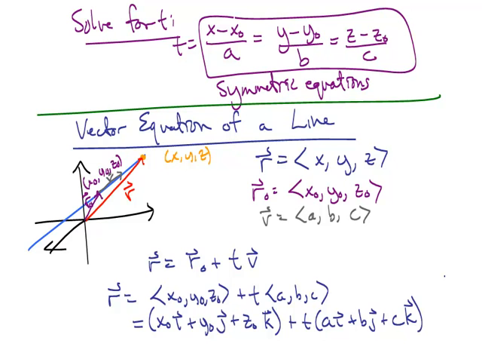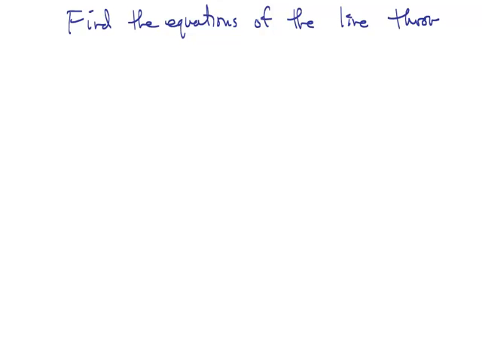Alright, let's go ahead then and start looking at some examples. Suppose I want to find the equations of the line that goes through 2 points. So just like in R2, 2 points determine a line here. We'll say the first point is P is (2, 3, -7), and the second point we'll call Q. That lives at (-7, 0, 5).